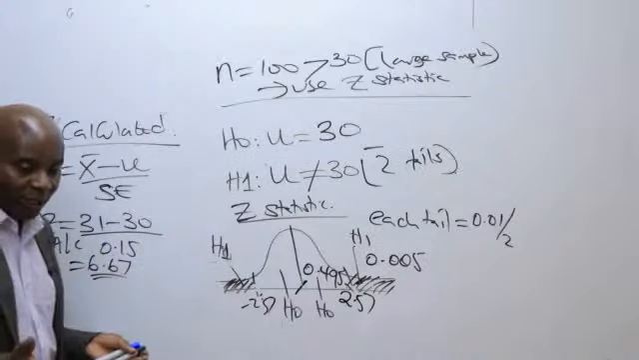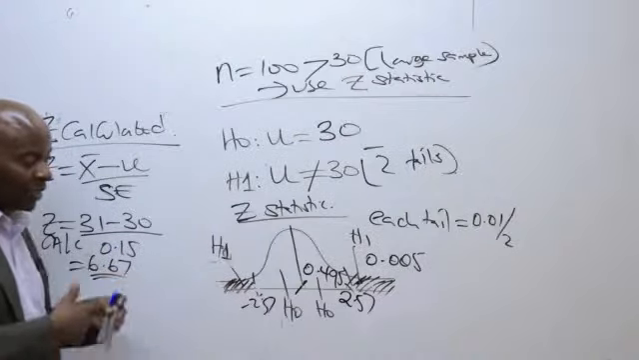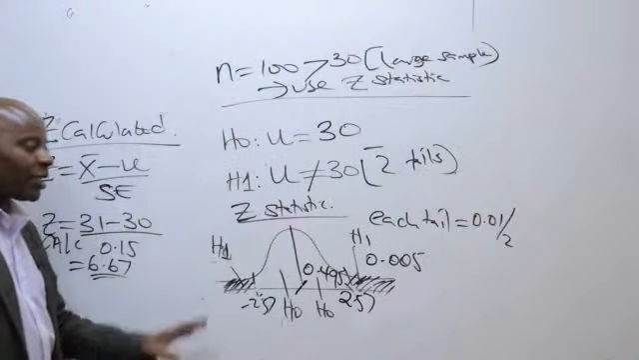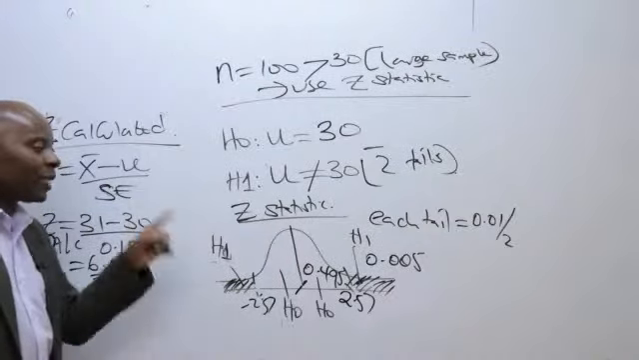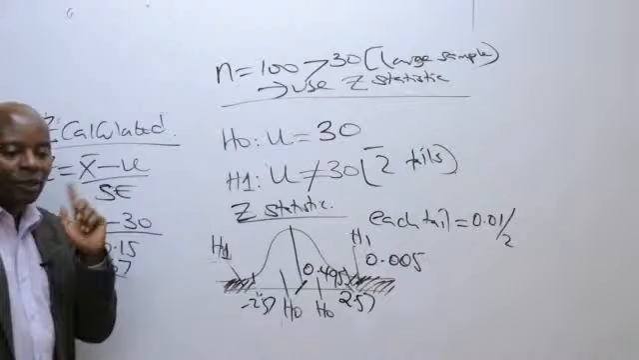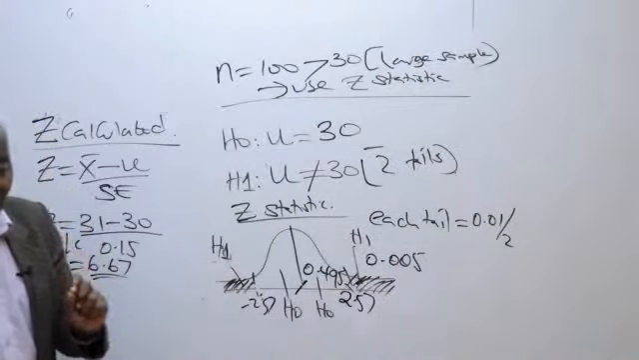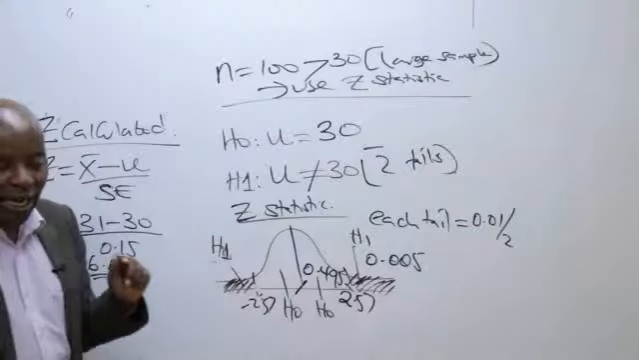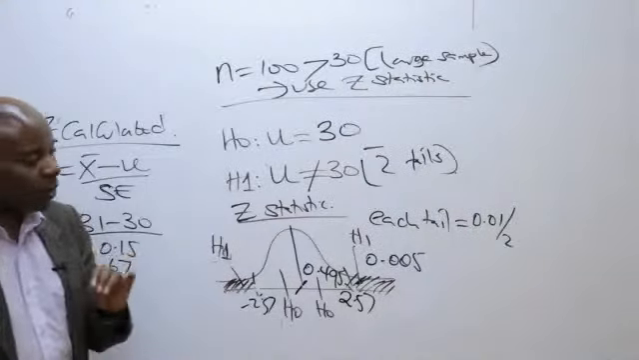Right part. Although the most important thing is for you to tell us that this 6.67 falls in a shaded area, meaning that we shall accept which one? Meaning that we shall accept H1. Thank you very much.